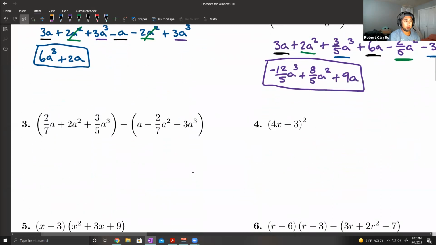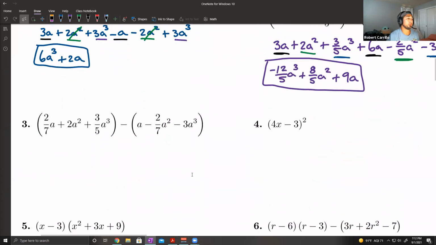Next. Doing the same thing for this problem. So 2/7 a plus 2a squared plus 3/5 a cubed minus parentheses a minus 2/7 a squared minus 3a cubed. Okay. So to start this one off, what do we have to distribute? The negative. This negative will go here, here, and here, and change all the signs of that second term inside the parentheses.